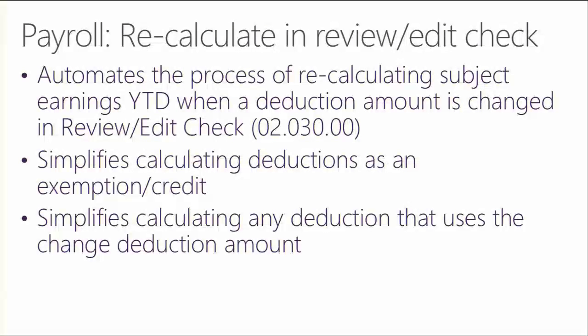So the first one, recalculate and review edit. You get into fixed percentage deductions and somebody comes back and says, I really didn't want that garnishment taken this time. I need a little bit extra money to pay my electrical bills because it's been super cold this year. And you need to adjust it just before you cut the checks. Now you can go into review edit. You can make the change. And then it'll come back up with a button that says recalculate.